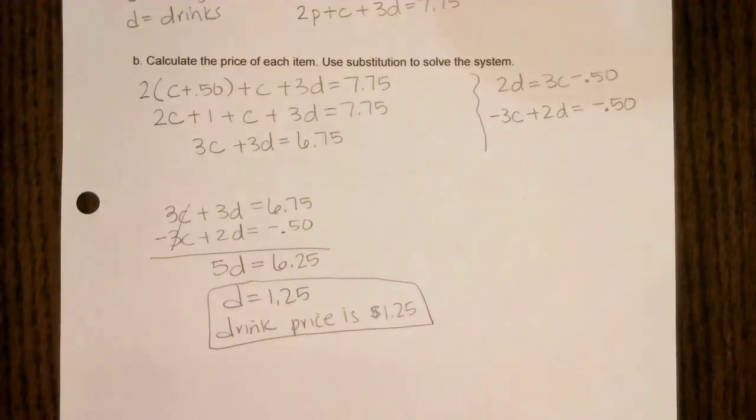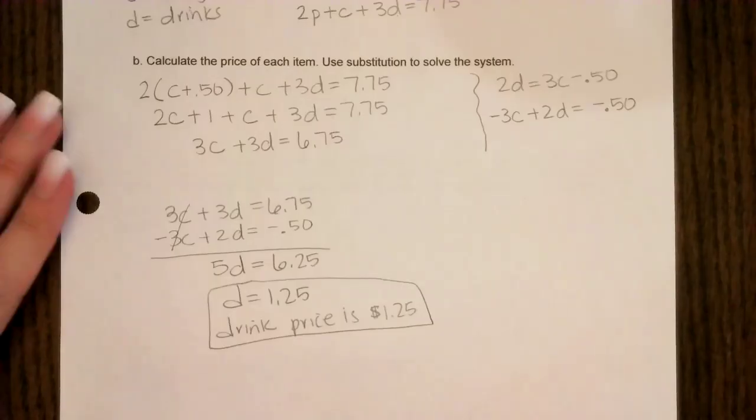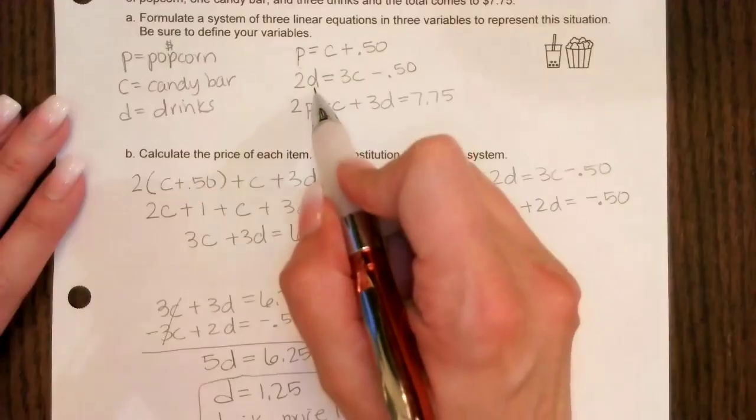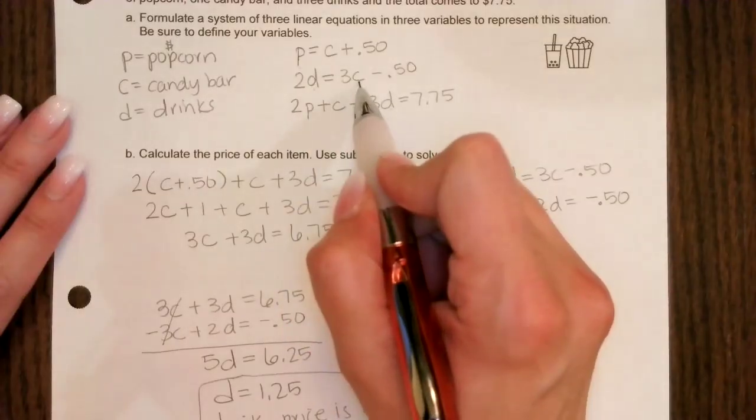Now we never stop there. We want to go ahead and find the other two values. You can choose to plug it into either equation. Since we have the d value, the easiest one to plug it into is going to be this one right here, because then I can find the c value.